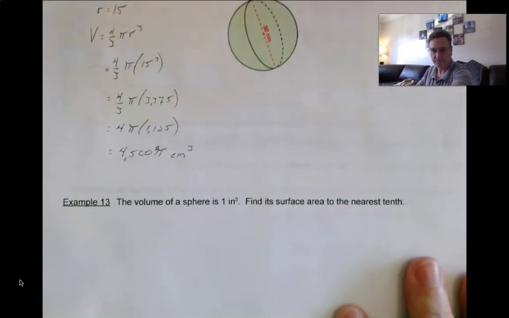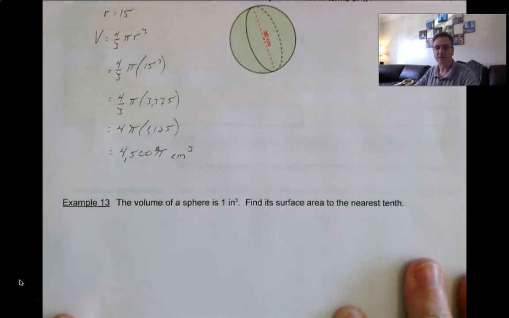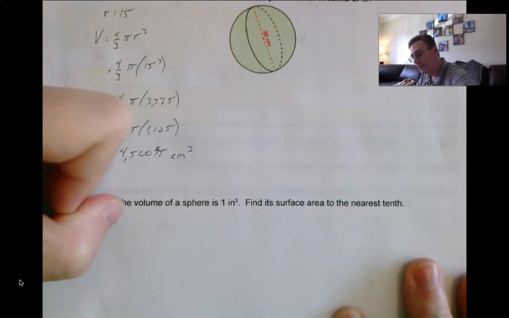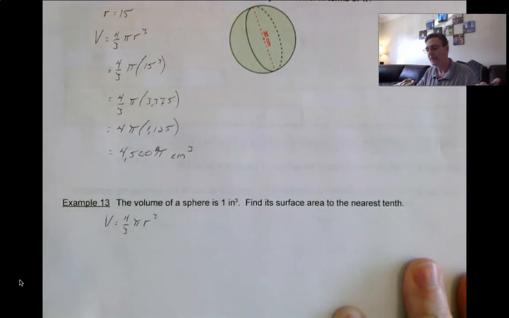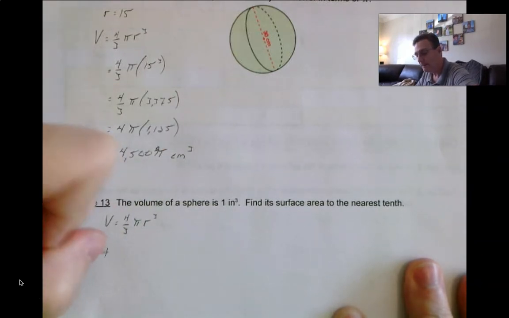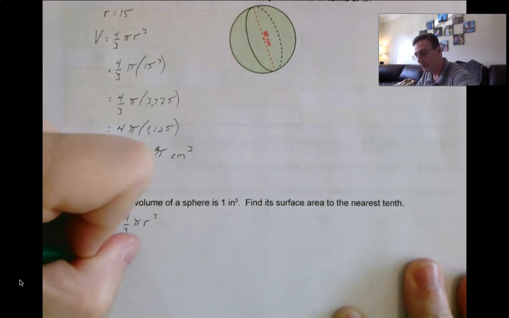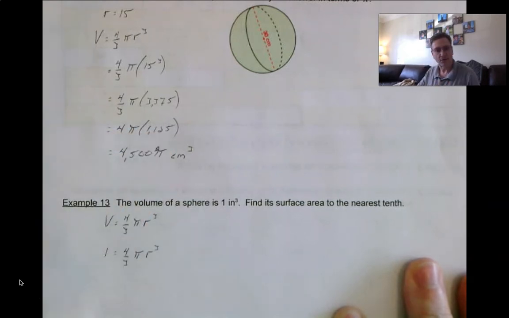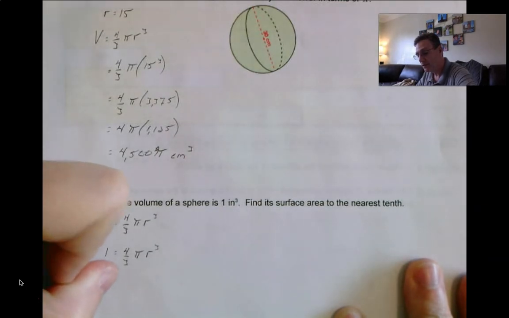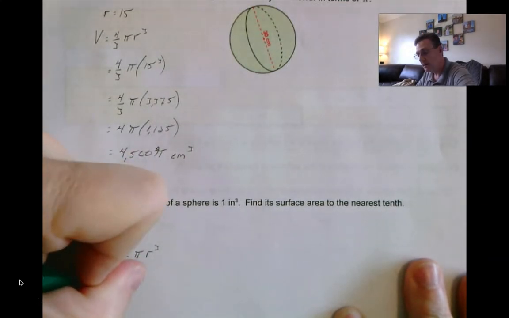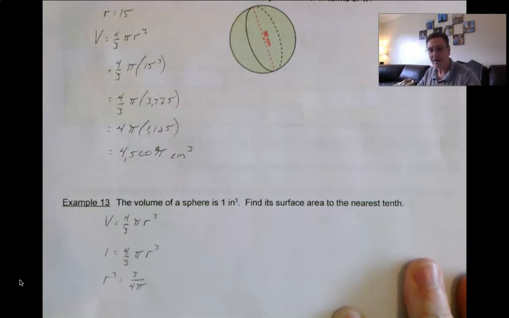Example 13. The volume of a sphere is 1 cubic inch. Find the surface area to the nearest tenth. So volume equals 4/3 pi r cubed. Our volume is 1. Multiply both sides by 3/4, divide both sides by pi. I now have r cubed equals 3/4 pi. We need to cube root that.